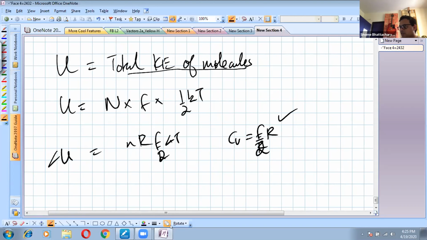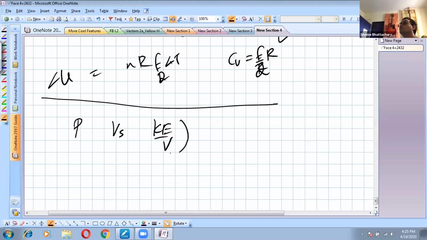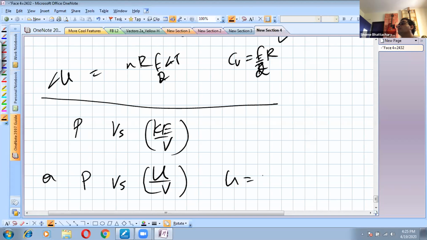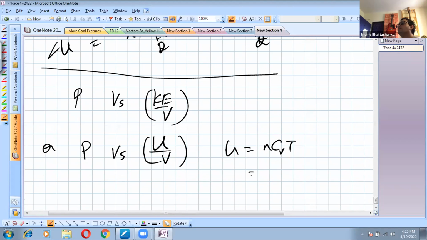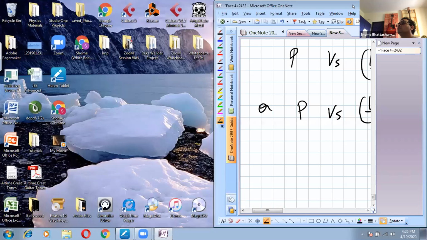So the quick way of doing this question at the exam level is, they were asking you the relationship between pressure versus kinetic energy per unit volume. In other words, they are basically asking you the relation between pressure versus internal energy per unit volume. And internal energy is basically n CvT, because delta U is n Cv delta T. So it's n f by 2 RT. And you can replace nRT with pressure into volume. So it is the same thing as f by 2 into pressure into volume. So you substitute that over here now. And that's it. You're done.